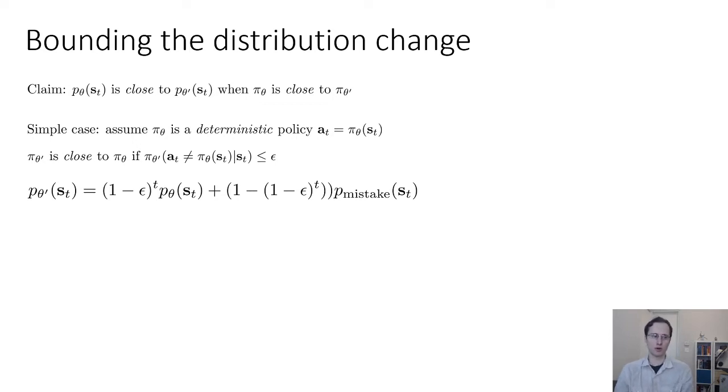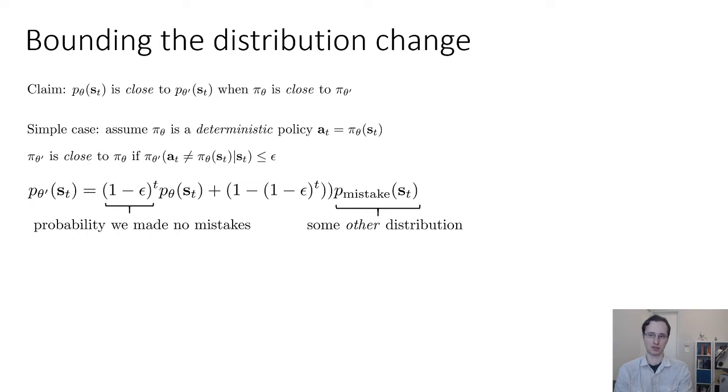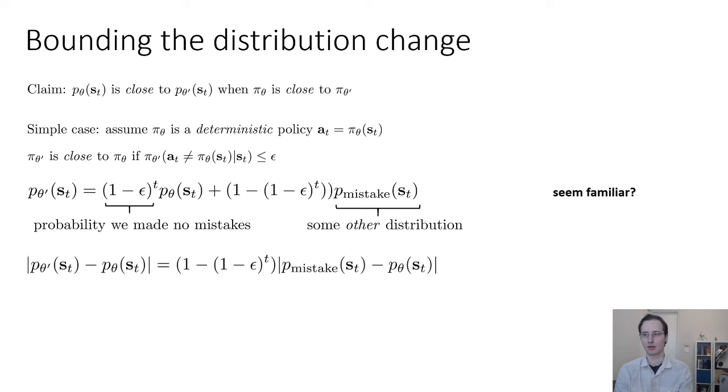So, of course, most of you hopefully recognize this equation as being exactly the same as the equation we had before when we analyzed behavioral cloning. And in fact, our assumption is very similar to the assumption we had before, which is that the new policy has a bounded probability of deviating from the old policy. So this is the probability we made no mistake, and this is some other distribution on which we're going to make no assumption whatsoever. So hopefully this seems familiar to all of you.